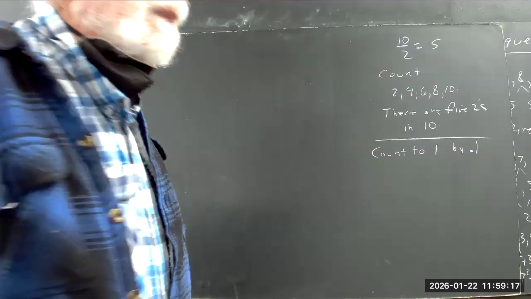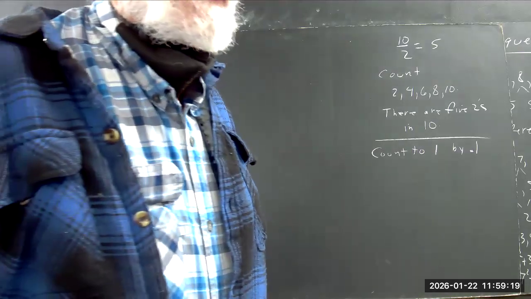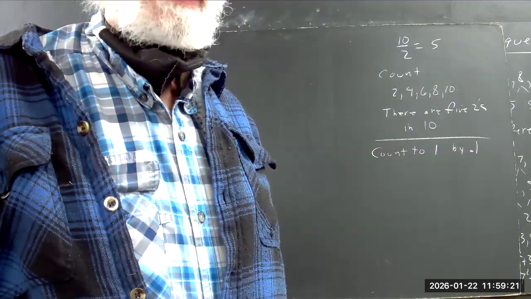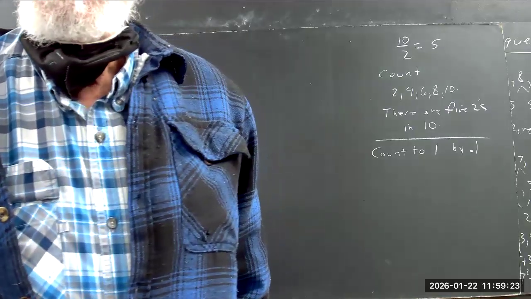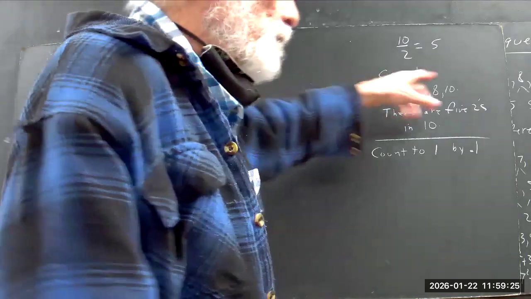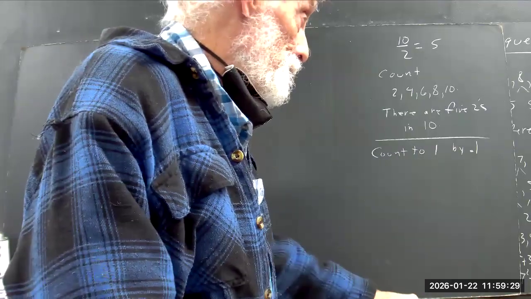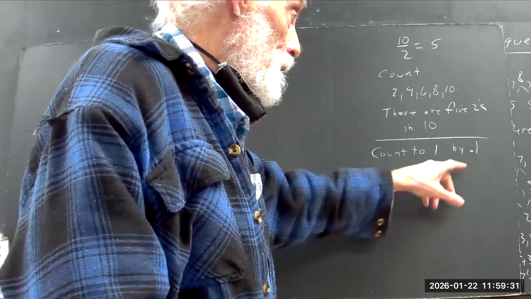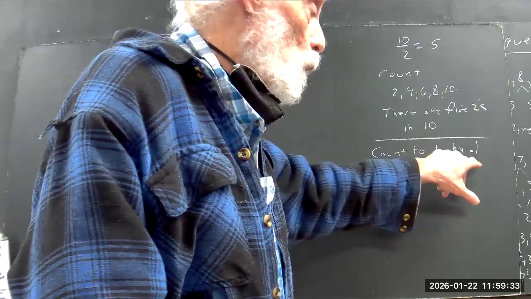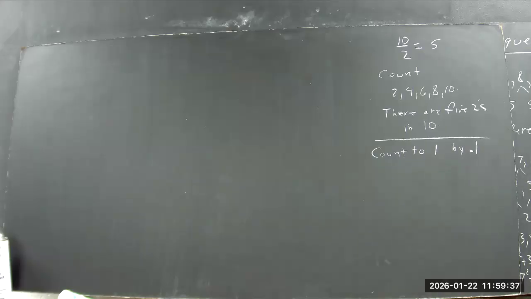Can you count to 1 by 0.1? Can you write down the numbers that you would count? Like 2, 4, 6, 8, 10. Write down the numbers that you would count by to count to 1 by 0.1. Jot them down on your paper. Let me just see if everybody's thinking along the same lines.